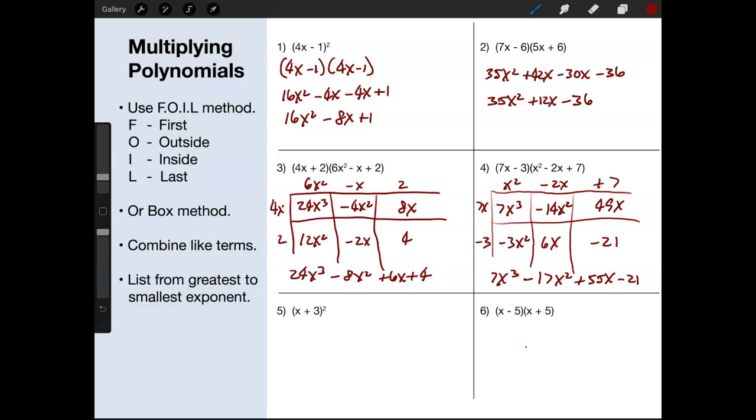Example number 5, we have x plus 3 squared. We need to rewrite this as x plus 3 times x plus 3. We use the FOIL method here. X times x is x squared. Outside, x times 3 is plus 3x. Inside, 3 times x is plus 3x. And then last, 3 times 3 is 9. Combine like terms, and we have x squared plus 6x plus 9.